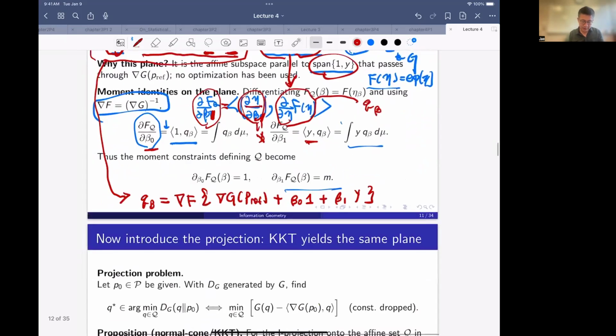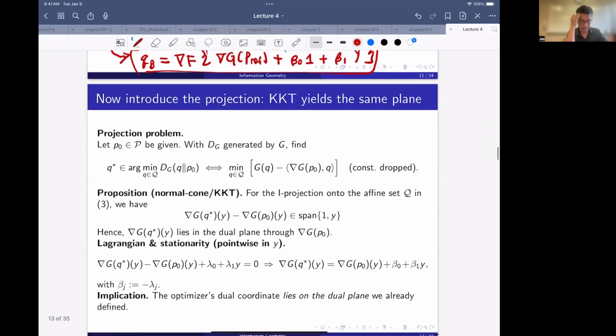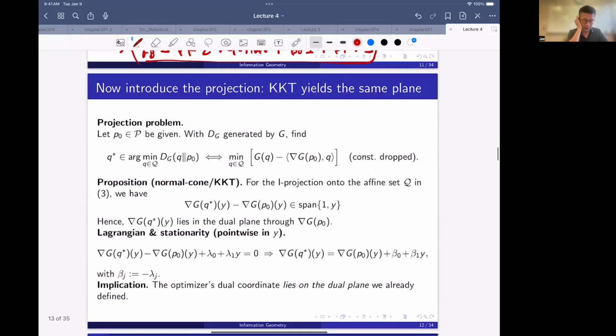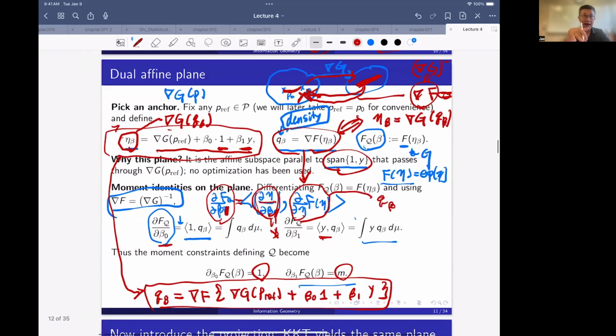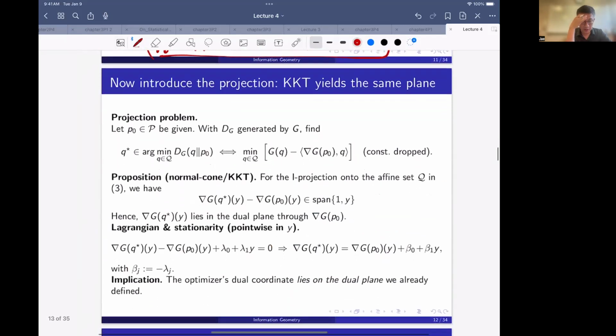So you can see that this density form has a one-to-one mapping with beta and m, which is exactly the same. This beta is more like a canonical parameter, while m is more like a mean parameter, right? So in the exponential family, same thing. So this is just a dual affine plane, and then we now introduce the projection.